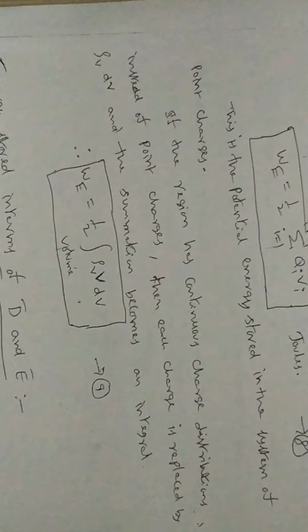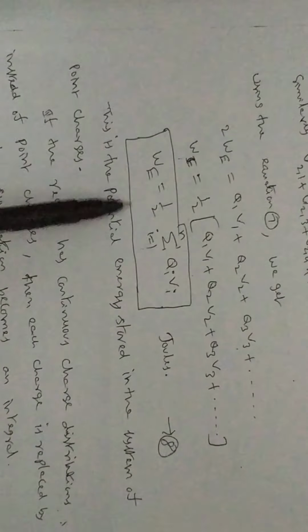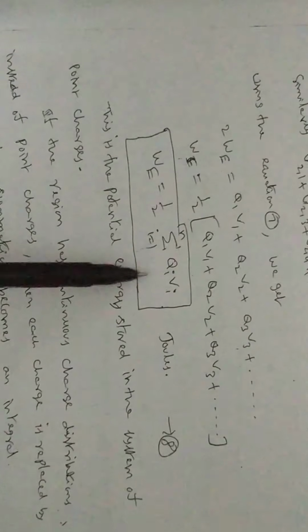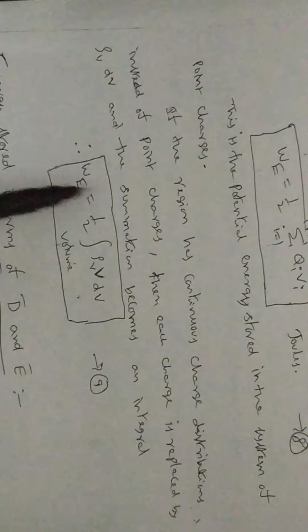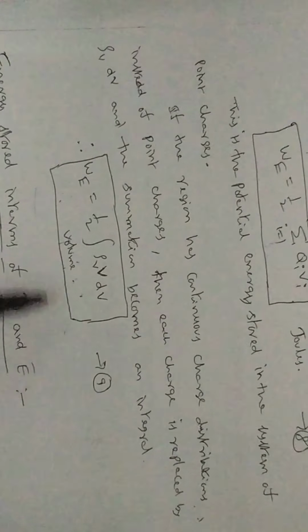If they ask further, derive the expression for energy stored in terms of D bar and E bar, we need to consider the same equation only. W is equal to 1 by 2 sigma i is equal to 1 to n Qi, as well as W is equal to 1 by 2 volume integration rho v dv. If we consider this one, then we can derive the expression, that is energy stored in terms of D bar and E bar, very easily.